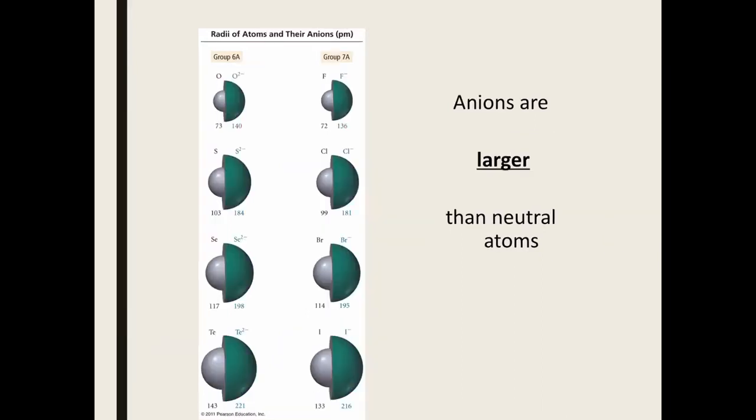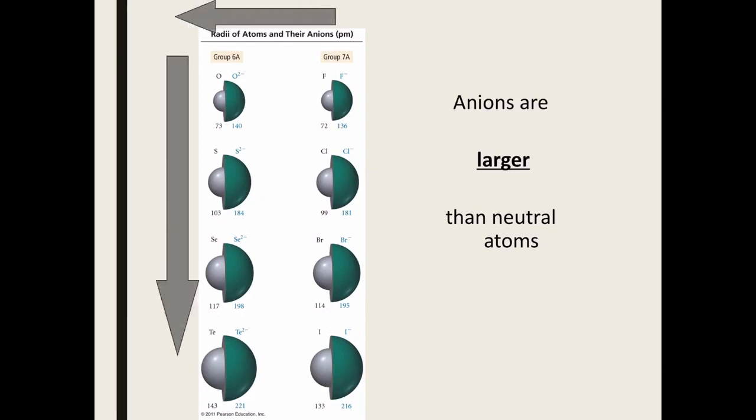Anions are larger than their neutral atoms. On the left in gray, we have the neutral atoms, and on the right in green, we have the anions, the ones that have gained electrons. Again, the more electrons something gains, the larger it will become. So we have these trends.